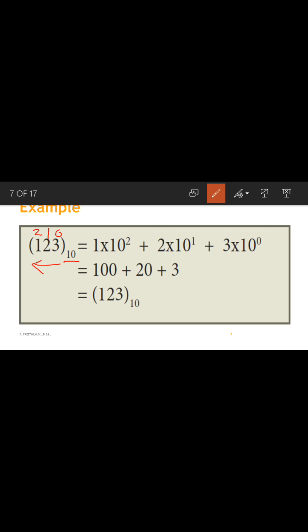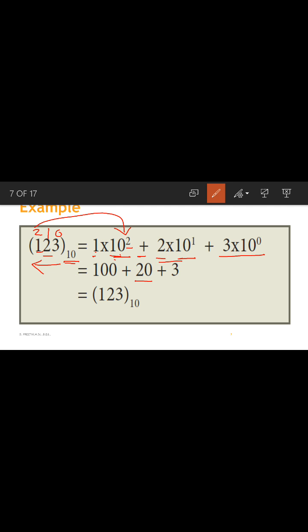Now how do we calculate this? First we take the first digit 1 into 10, where 10 is the base value, and we give the power, which is the power of 2. Then plus 2 into 10 to the power 1. Then plus 3 into 10 to the power 0. Now we calculate it. What is 10 square? 10 square is 100. So 100 into 1 is 100, plus 10 to the power 1 is 10 into 2 is 20. So 20 will come here.